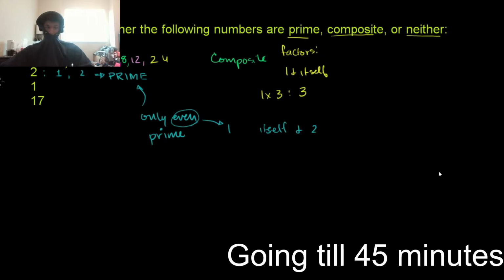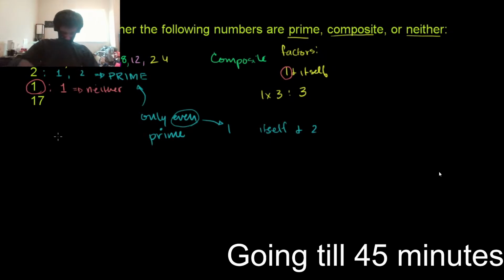Now here's an interesting case. 1. 1 is only divisible by 1. So it is not prime technically because it only has 1 as a factor. It does not have two factors. In order to be prime, you have to have exactly two factors. 1 has only one factor. In order to be composite, you have to have more than two factors. You have to have 1, yourself, and some other things. So it's not composite. So 1 is neither prime nor composite.